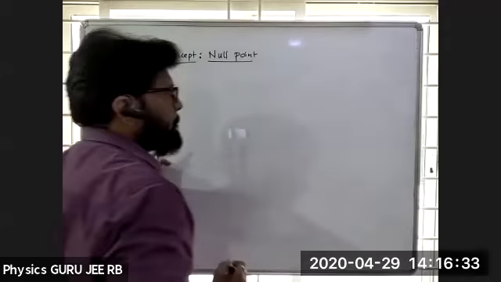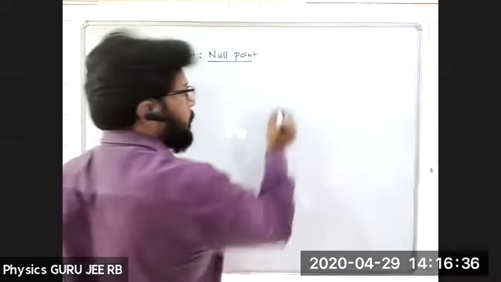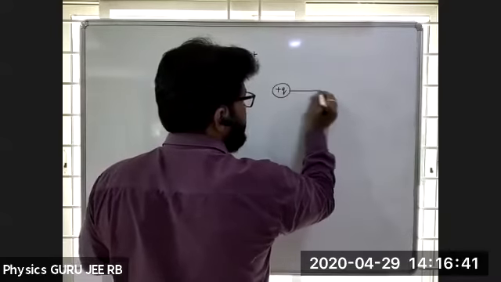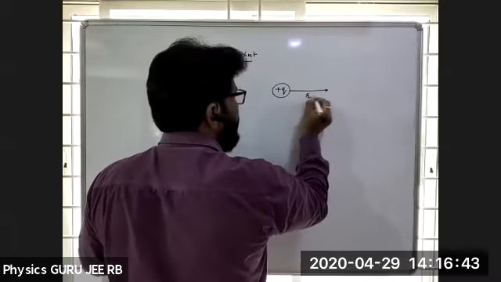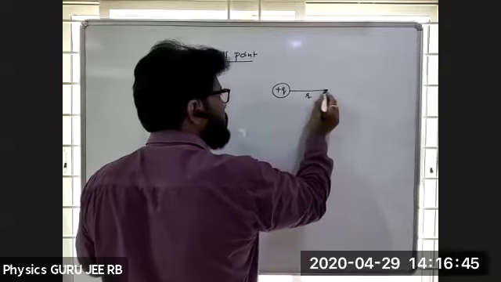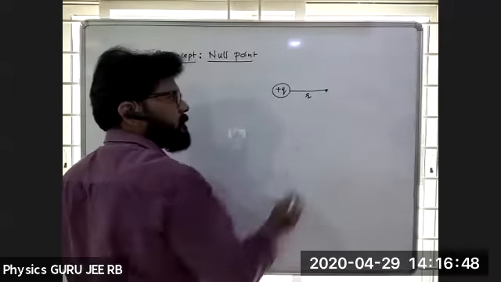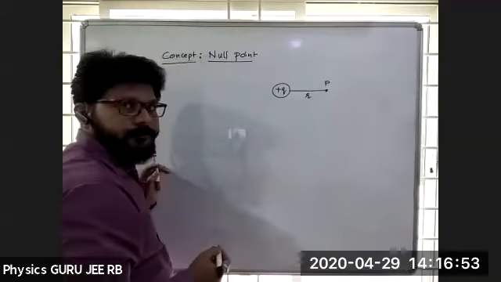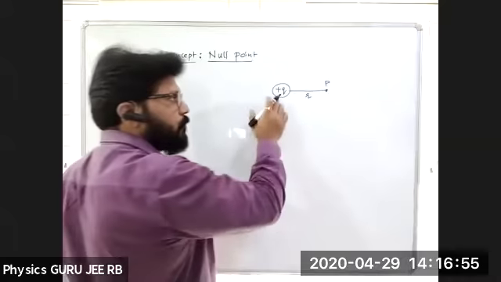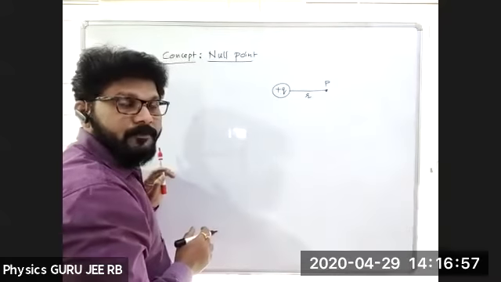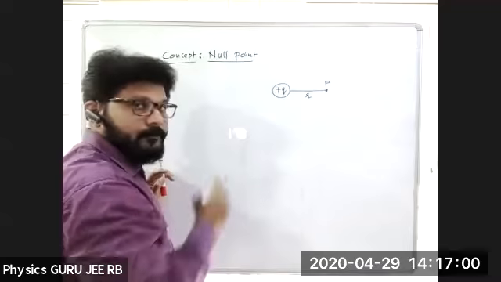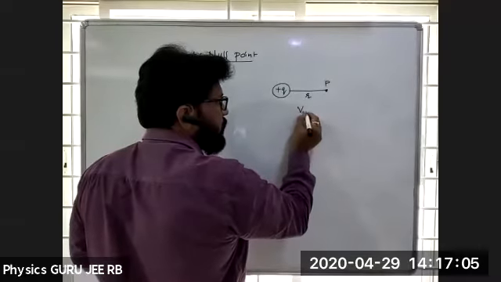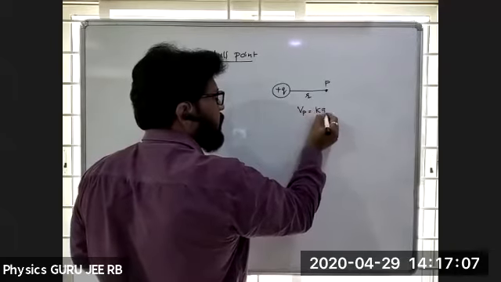Now if I take a plus Q charge at a distance of, let us take, R. Can anybody tell what is the potential at this particular point P due to the plus Q charge? How much? KQ by R. Okay. So V1, the potential at point P, is KQ by R.